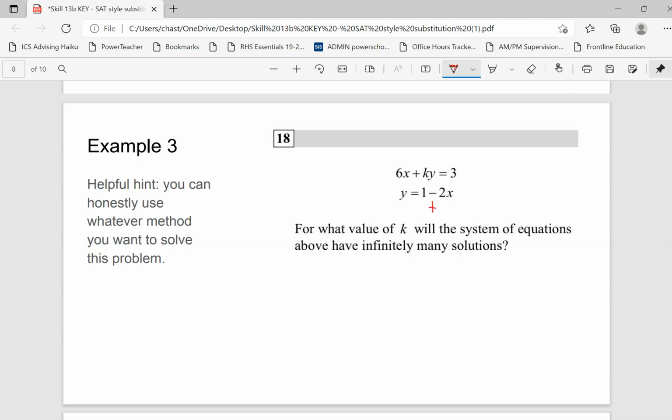So I want to line up my variables. So I'm going to add 2x to both sides. So I get 6x plus ky equals 3, and then 2x plus y equals 1. And then this might become easier because then we know that we want to cancel out the x's, so we multiply the bottom equation by 3, negative 3 rather.